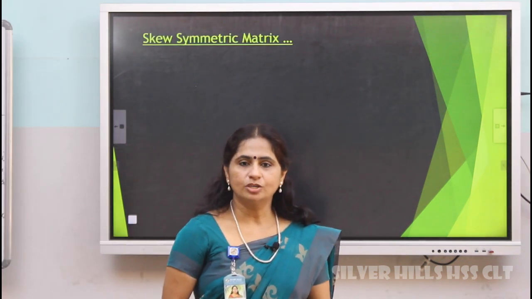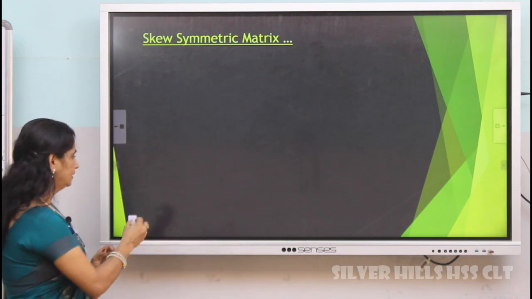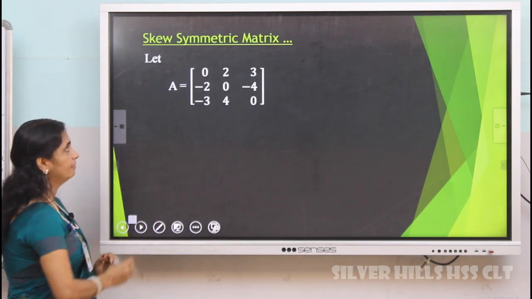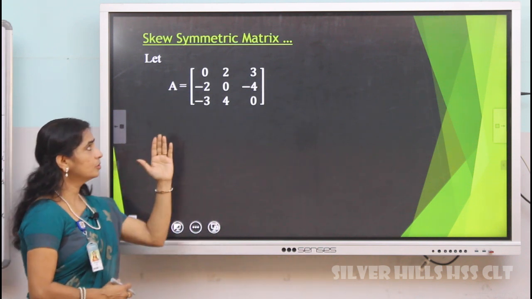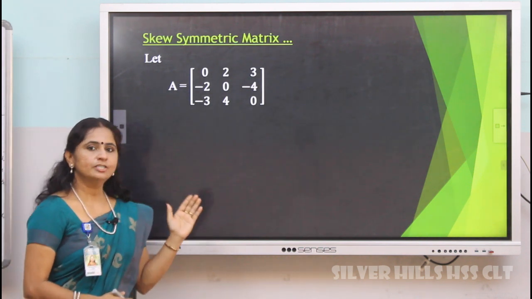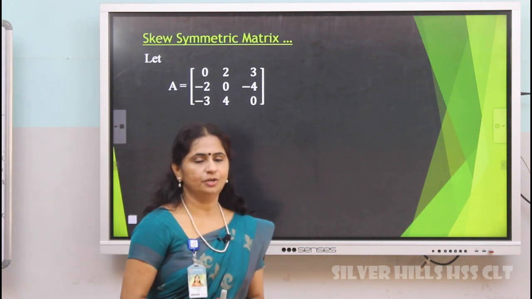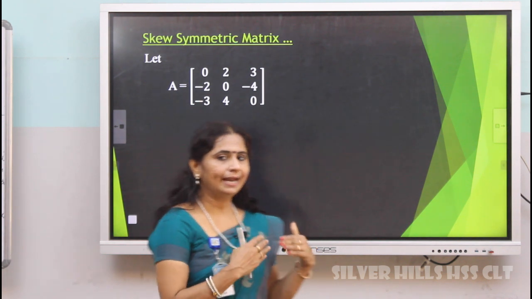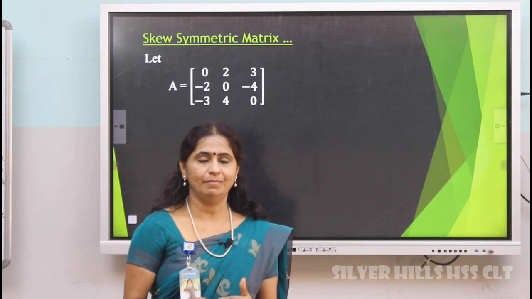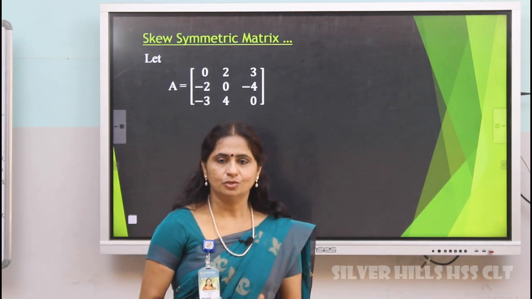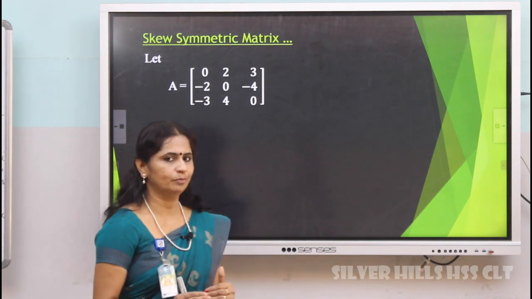Next, we'll discuss the skew symmetric matrix. Let me take an example to explain the skew symmetric matrix. Let A be the matrix 0, 2, 3, minus 2, 0, minus 4, minus 3, 4, 0. You can see the entries above and below the main diagonal are almost the same except for the sign. So we cannot call it symmetric. It is something connected with the symmetric property.